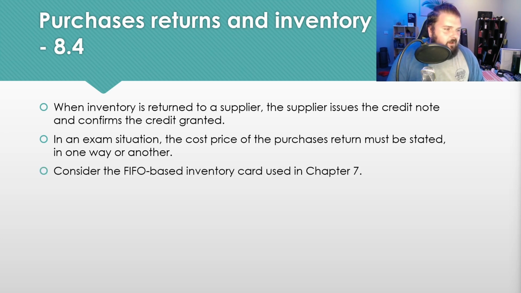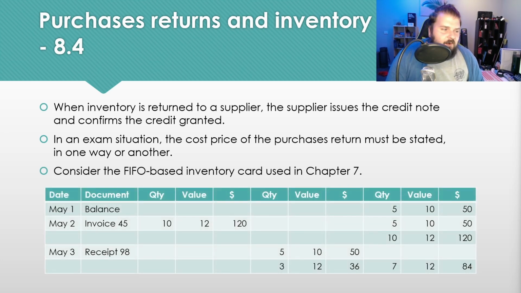Okay, so let's consider the FIFO-based inventory card that we learned about in Chapter 7. Here we've got a balance of 5 pieces of stock worth $10 each, so a total of 50. And you can see here we have purchased more stock, but this time at a value of 12. So this is what our balance is sitting at: 5 pieces at $10 and 10 pieces at $12. And we've made a cash sale where we've sold 8 units. We've sold all of the $10 units that were left and 3 of the $12 units.